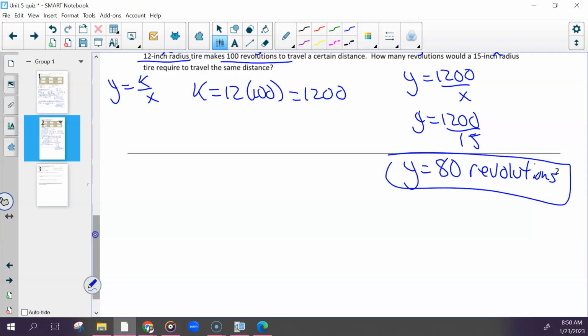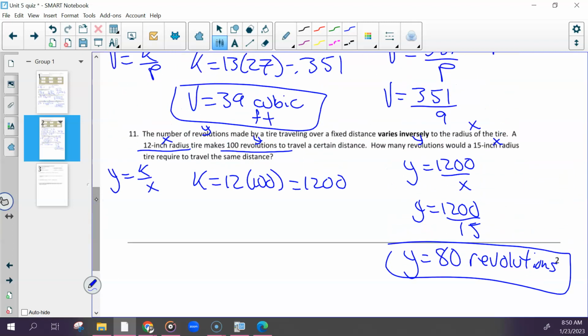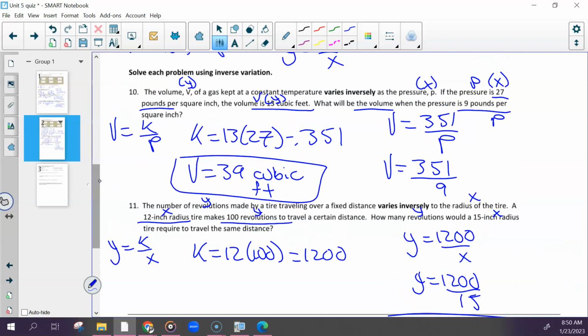So points for these last two were the same as on direct. Setting up the equation, solving for k, getting k, solving for whatever variable, getting the original answer, and your variables, and then everything except the variables for that one. Questions on that?